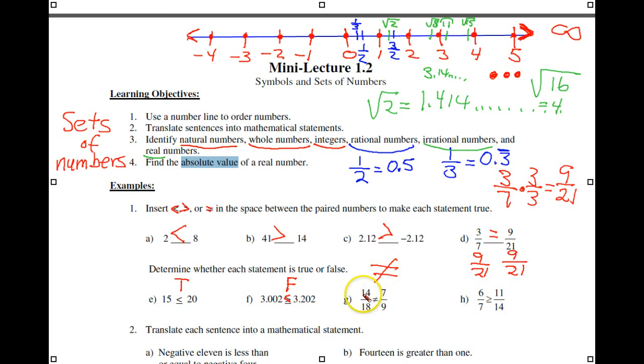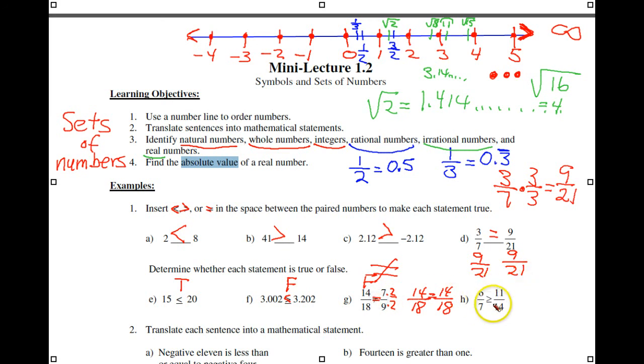So when we divide this, or we can multiply this by 2 over 2, we get 14 over 18. And they're saying that this combination, as it originally appears, is not true. It does not equal. Well, in fact, it does equal once we convert this fraction. So that is false because it is equal.